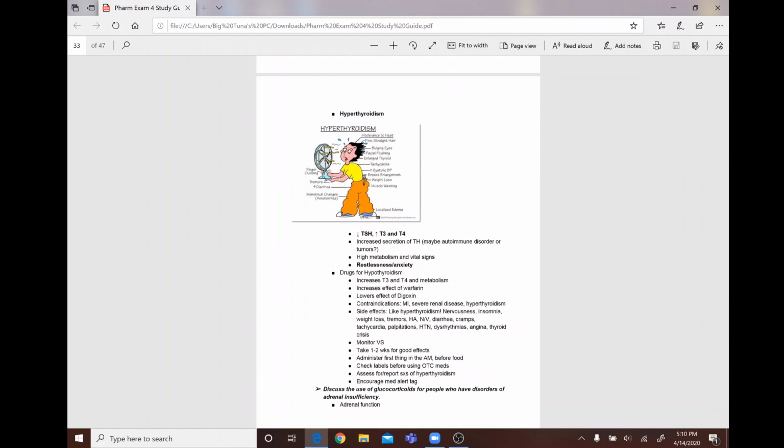Hyperthyroidism, you'll have low TSH but increased T3 and T4. Increased secretion of thyroid hormone, maybe from an autoimmune disorder or tumors. You'll see high metabolism and vital signs. You'll be restless and anxious.